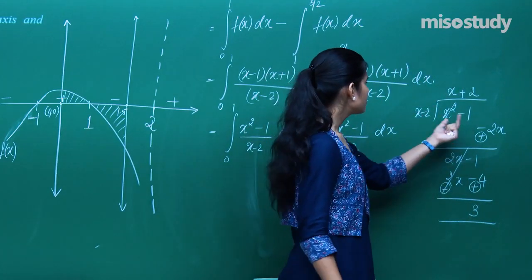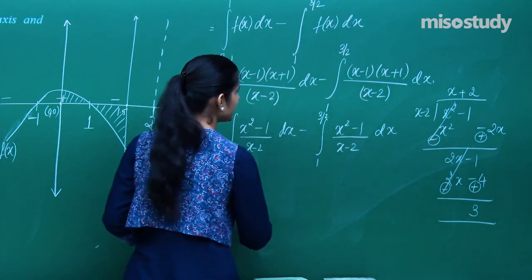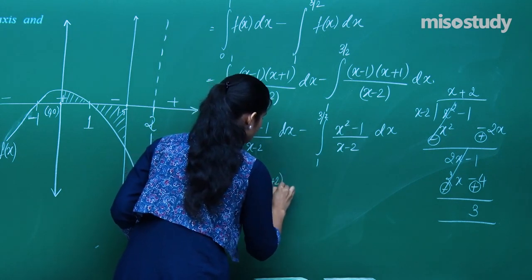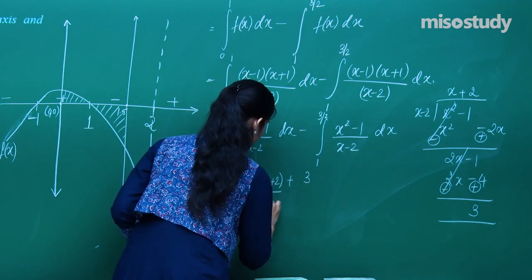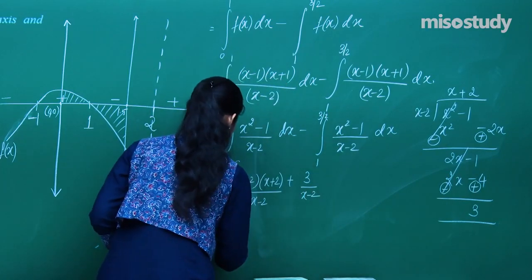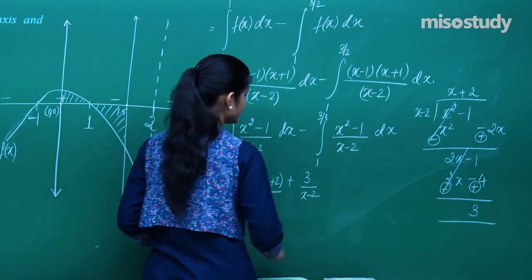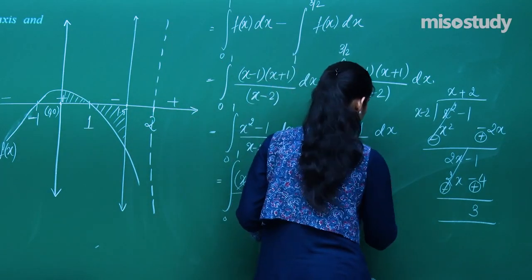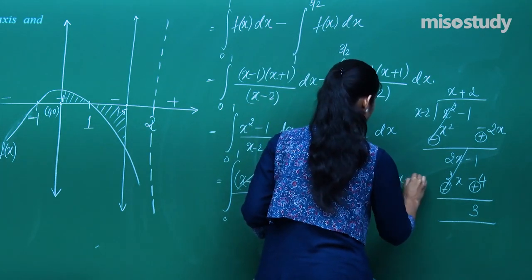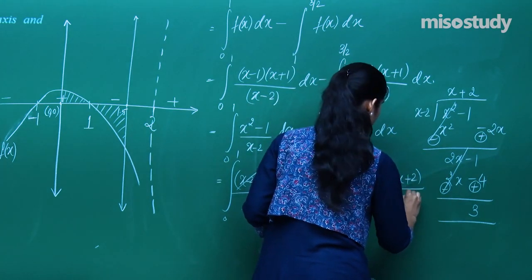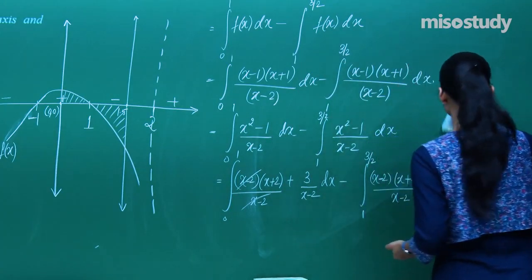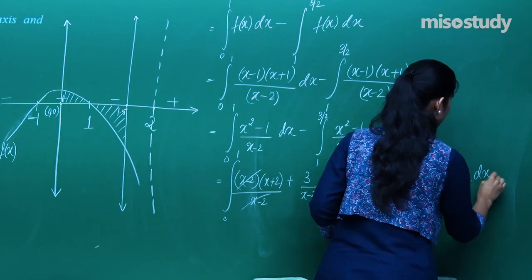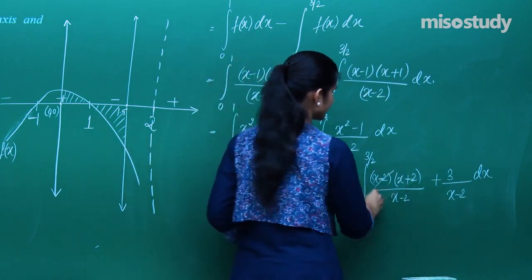So you basically get dividend equals divisor into quotient plus remainder. So you get (x minus 2) into (x plus 2) plus 3, whole upon x minus 2, integral from 0 to 1. This gets cancelled out. Similarly from 1 to 3 by 2, you have (x minus 2)(x plus 2) upon x minus 2 plus 3 again upon x minus 2 dx. So this again gets cancelled out.